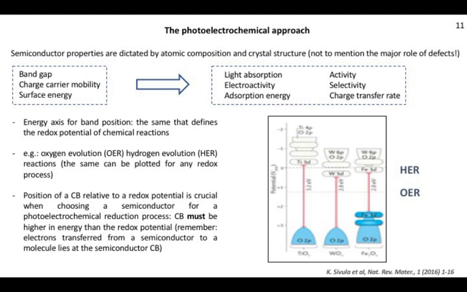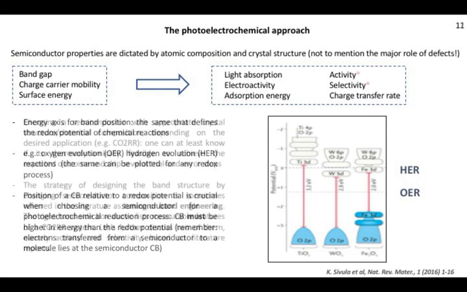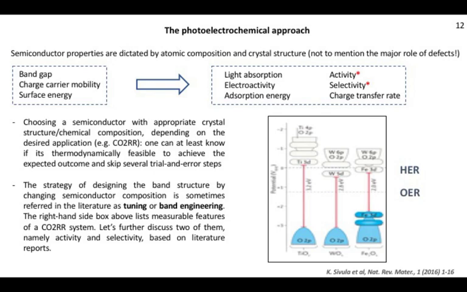You can locate redox potentials in the same energy axis where you locate the band positions. Remember that we are interested in using electrons which are promoted to the conduction band to work with reduction reactions, right? So if you have this information, you can know at least if the electron in this conduction band will have enough energy to promote this reaction. Or in other words, you can at least know if it's thermodynamically feasible to achieve the desired process instead of just making trial and error steps.